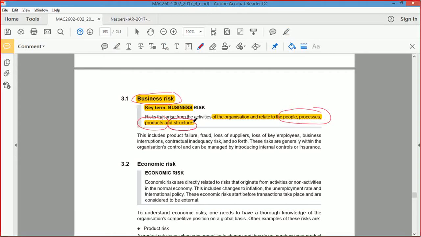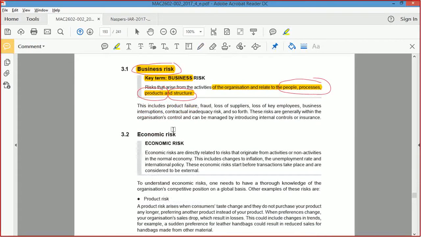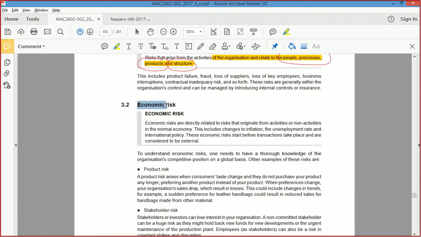Okay, so just to go through the key concepts, business risk, just to highlight this, is looking at the organization in terms of its processes, products, and structure. That's a business risk. The way I like to think about it is just business. Obviously it's the business. It looks at everything. The people. Who do you employ? What do you do? What do you offer? What's the structure?